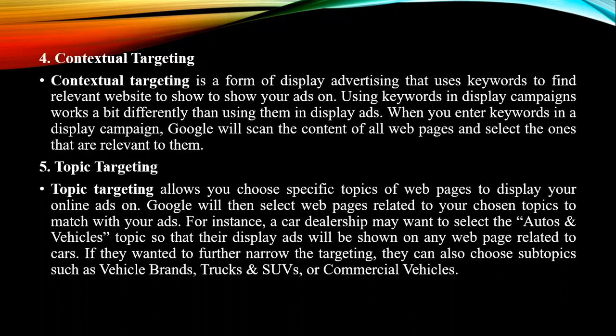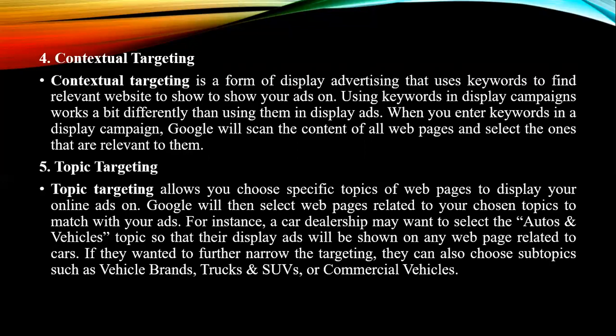Fourth is contextual targeting. This is a form of display advertising that uses keywords to find the relevant websites. Now, if people are going to your website, or you are giving some keywords of your company, then when you enter them in Google, it will directly link that keyword to your particular website. So that is how you display some ads or images, so that when you click over that image or keyword, it will show the particular website in detail.